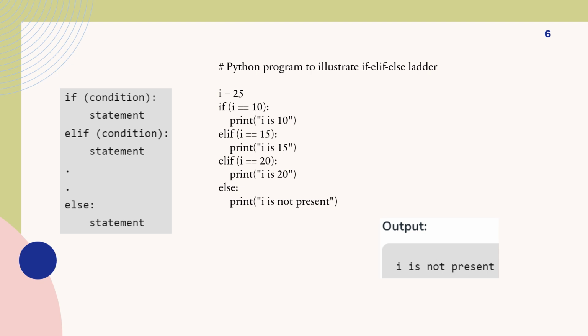So in this case i is 25. What does it mean? It is not under any of these categories, so it will move on to the else. So the output will be "i is not present".